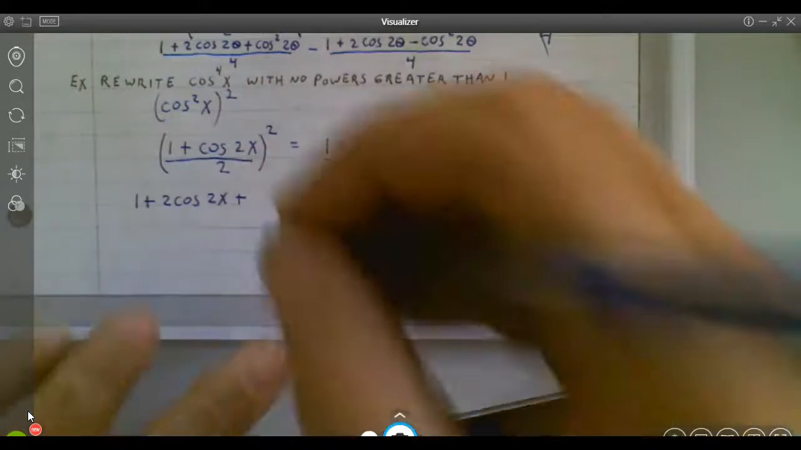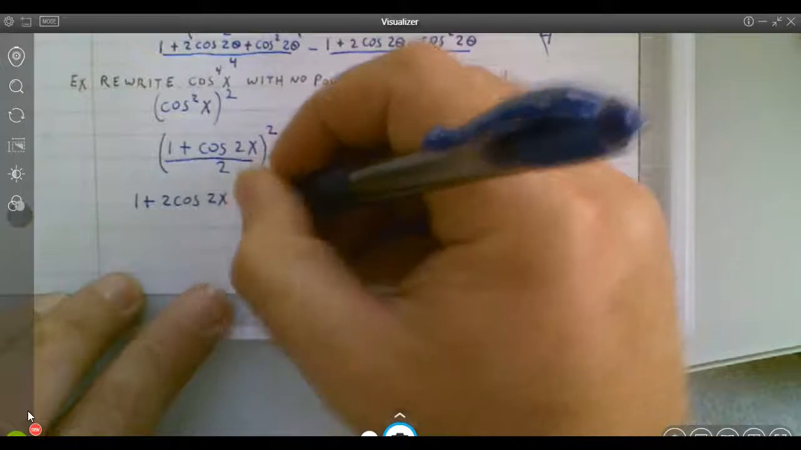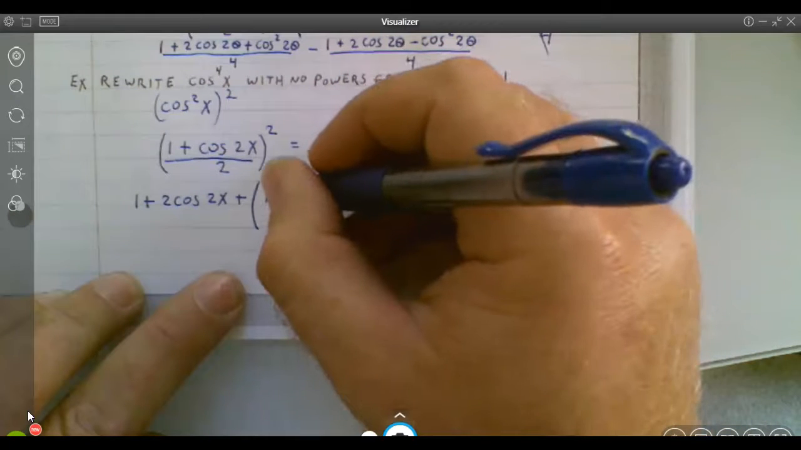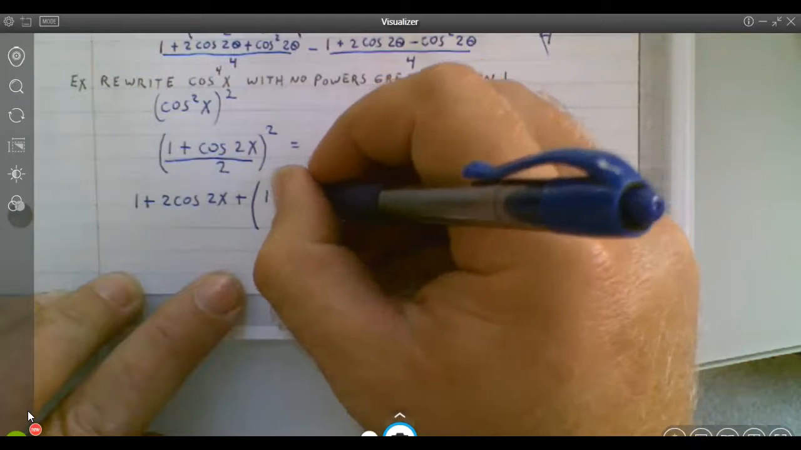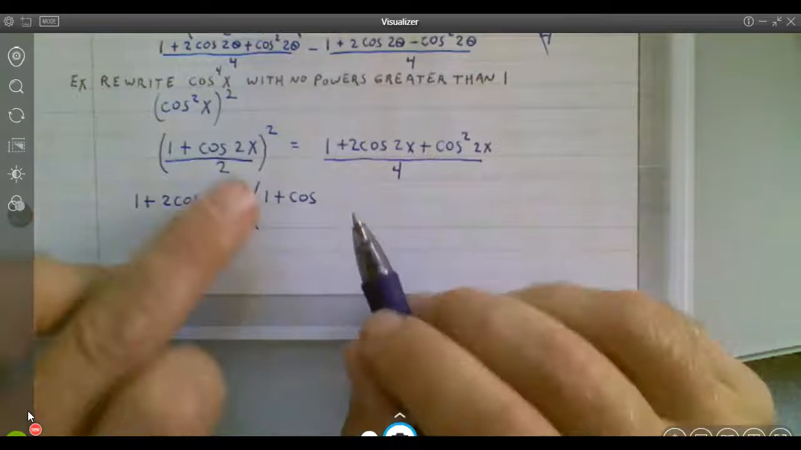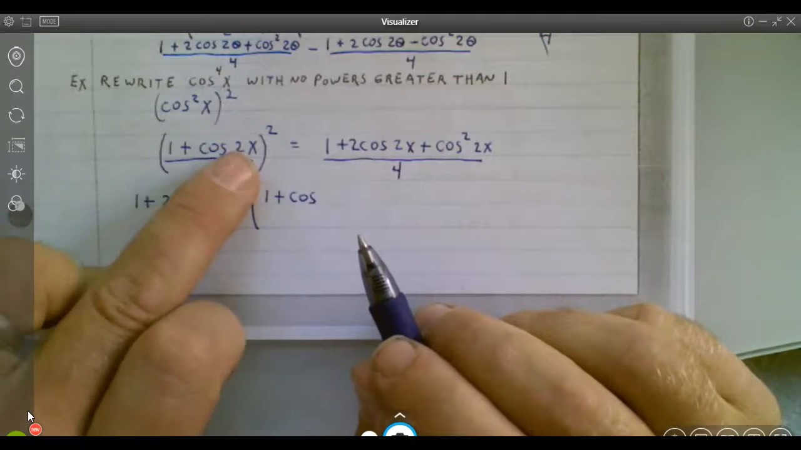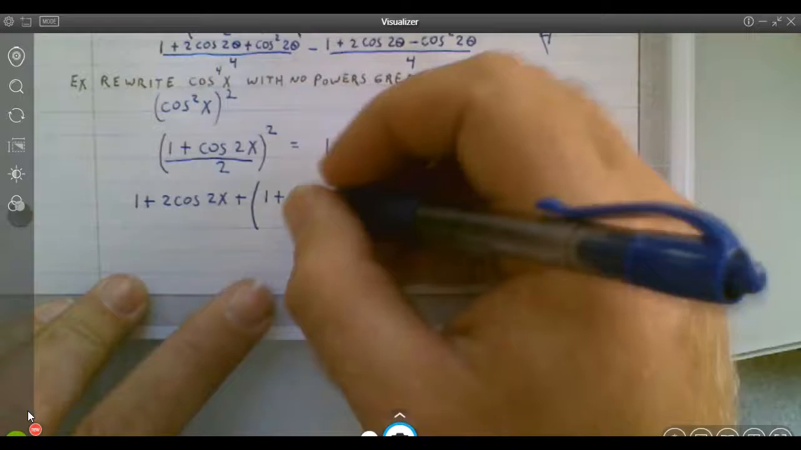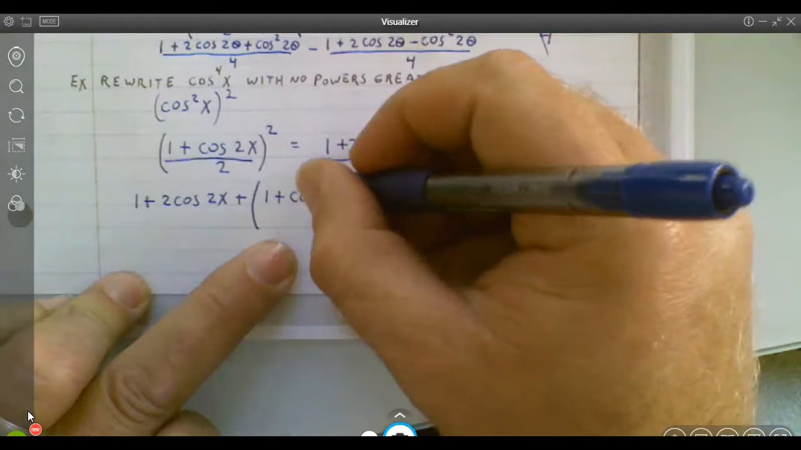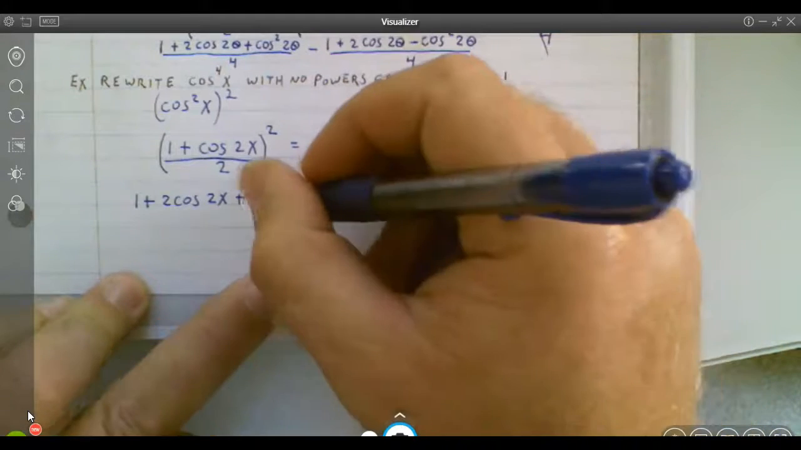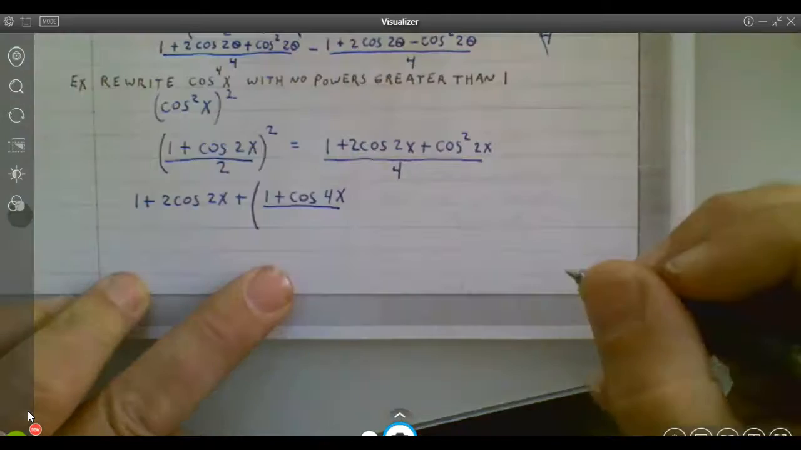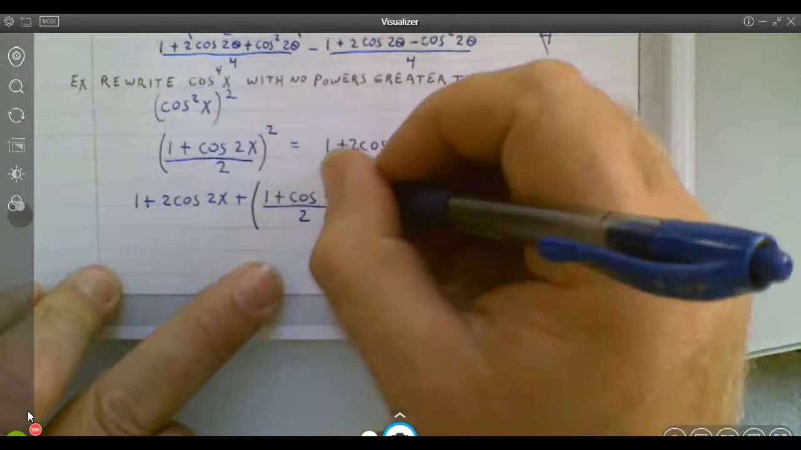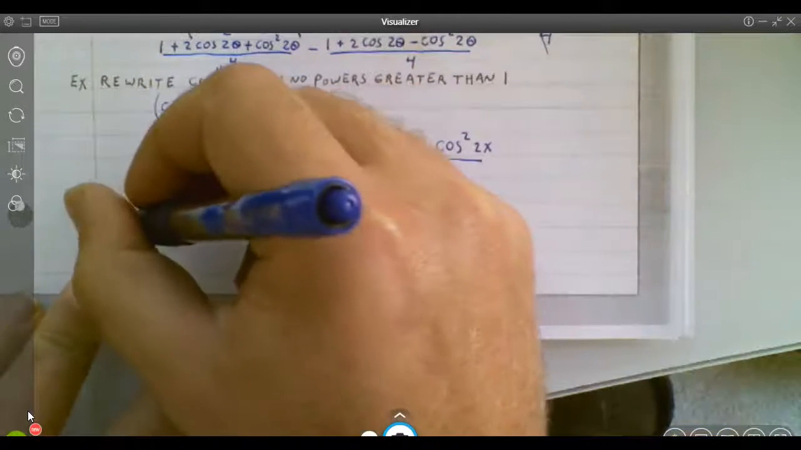In other words, when I say 1 plus the cosine of 2x, it's like I'm multiplying my original angle times 2. So I'm multiplying my original angle of 2x times 2. So it's going to become 4x. And all of this is over 2. Still got my 4 on bottom.